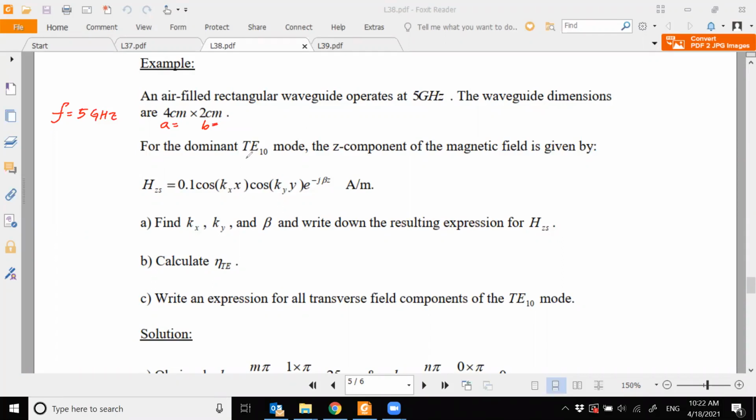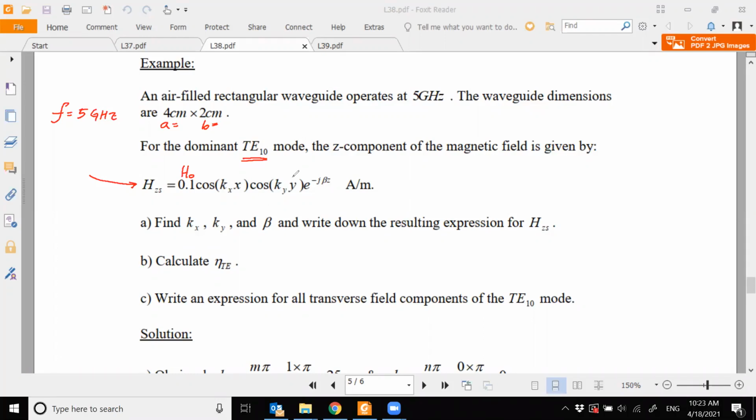Now we know that for the dominant TE 1,0 mode, the Z component of the magnetic field is given by, okay. So the magnetic field component is now given to us, which is HZS is 0.1, which is, see, this is H0. If I compare it with my standard expression, cos KXX, cos KY by e power minus J beta Z. Now we need to find Kx.